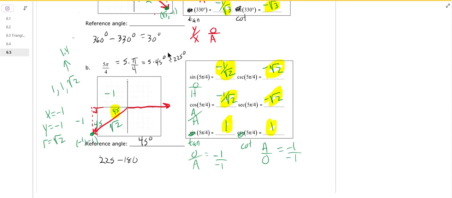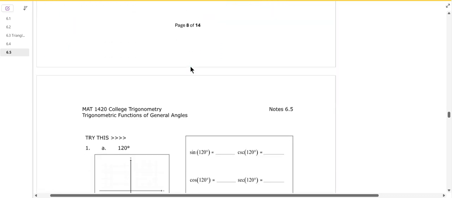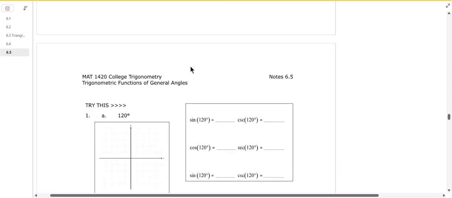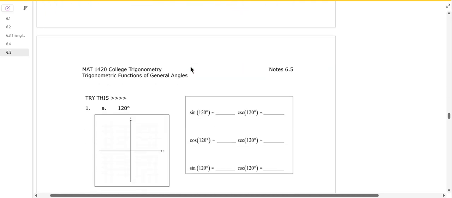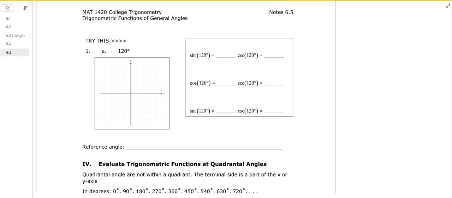Okay, all right, so I think what I'll have you do to finish up our video is just do this problem on the next page. So if you want to pause and work this out, you may, and then just resume when you're ready to check.